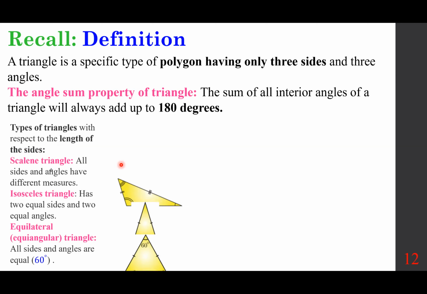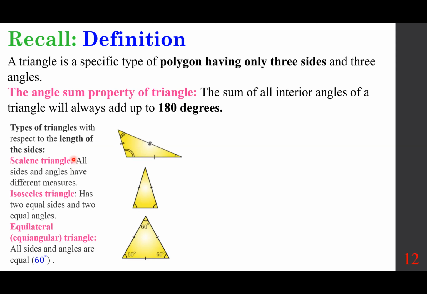We have types of triangles with respect to the length of the sides. Scalene triangle is this one. All sides and angles have different measures. Isosceles triangle has 2 equal sides and therefore 2 equal angles. Equilateral, looking like that. All sides and all angles are equal. And because the total is 180 divided by 3, each one must be 60 degrees.